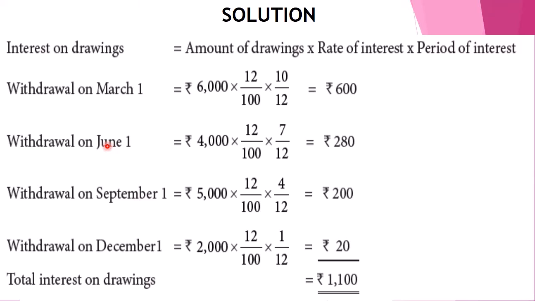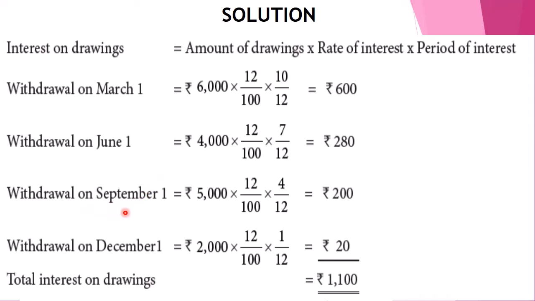The second withdrawal was on June 1st. That is 4,000. Let's calculate the period of interest: June, July, August, September, October, November, December. That is 7 months, so that is 7 by 12. That gives us an amount of rupees 280.